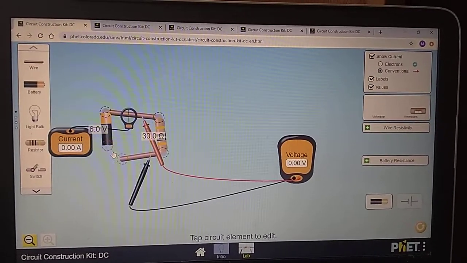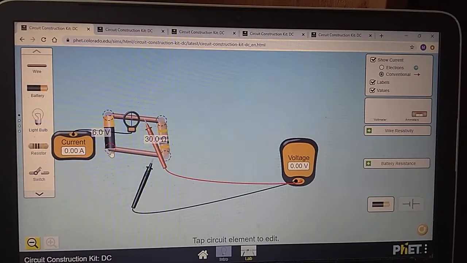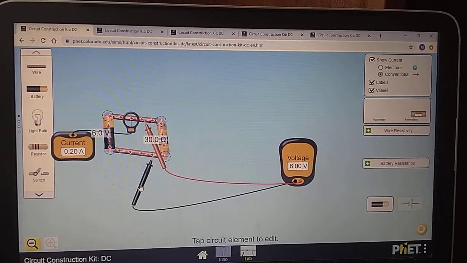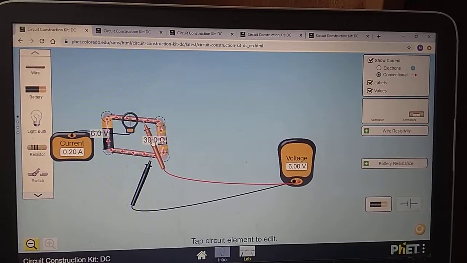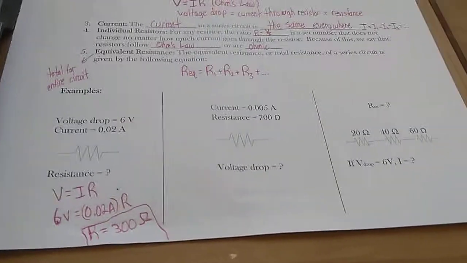If I now just connect my wires, take a look at the voltage drop and the current. Aha! We have a voltage drop of 6, we have a current of 0.2 amps, resistance of 30, just like we predicted. This works out. Perfect. Let's look at our second example.